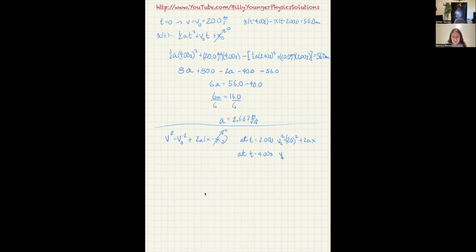I should probably label this one V2 just because that was at 2 seconds. So I'll put a 2 subscript on it. So this one I get v4 squared is equal to 20 squared plus 2a(56 plus x), like that. And now what you see is that you could, in principle, relate these two to find, for instance, the final velocity or to find the x.